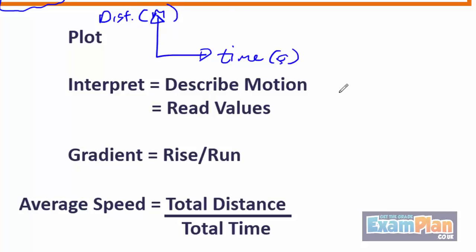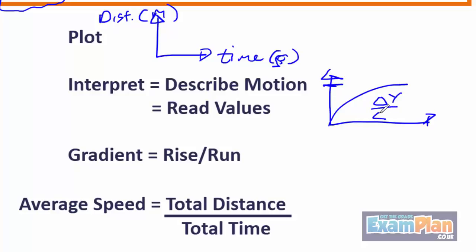Interpret means describing the motion of an object, making reference to the values of the graph, and also making reference to the gradient of the graph. To achieve this specification point, it is also useful to know 2 equations. One, the gradient is the change in y over the change in x, and also that the average speed equals the total distance divided by the total time.